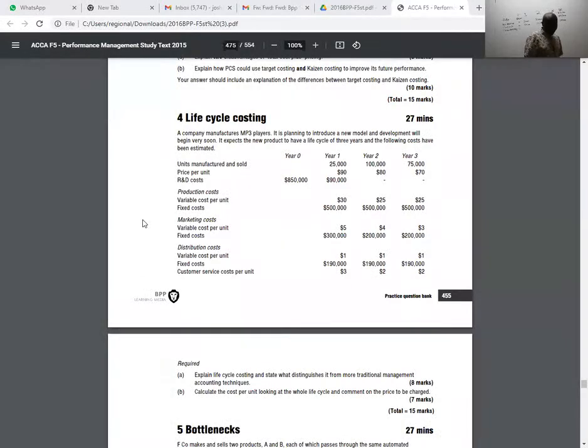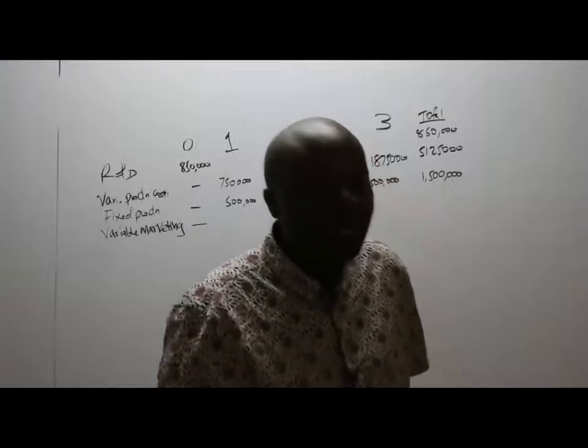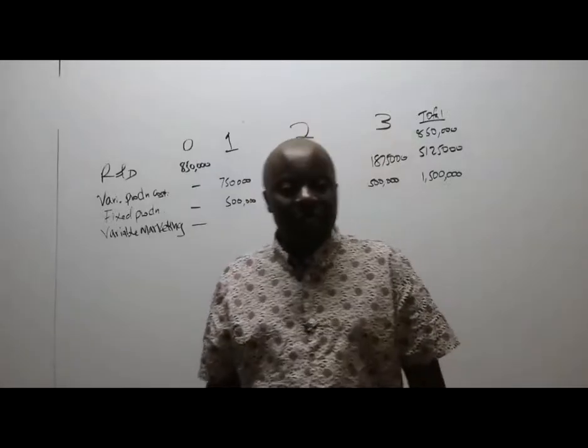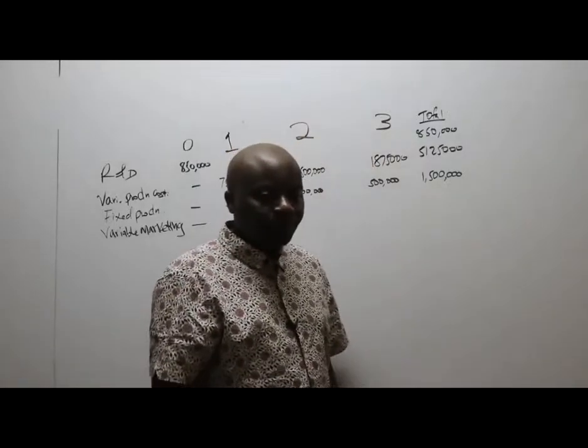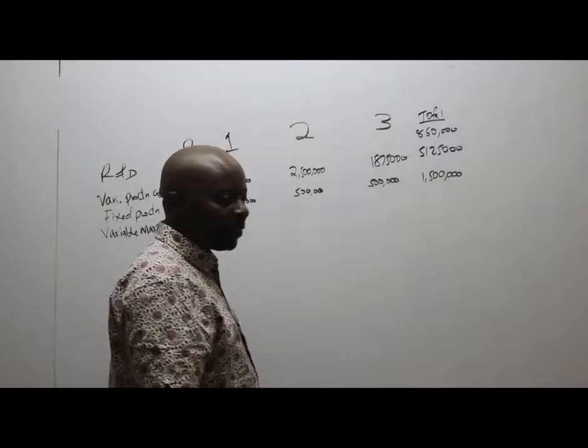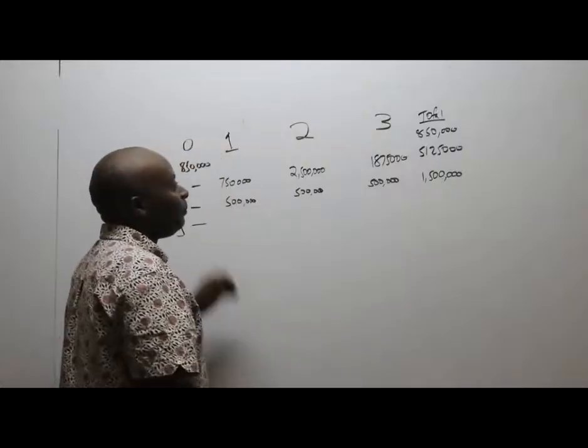In this particular case, for variable marketing, the first one is 5. So for year 1, it will be 5 times the number of units, which is 25,000. Year 2, I'll take 4 times 100,000. Year 3, I'll take 3 times 75,000. Could you kindly give us the figures?